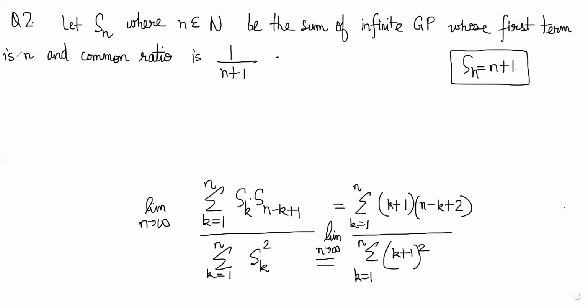So the down part is fine. The top part also is easy. You just have to multiply. The variation is over k. There will be one k square term, and the other terms will be k terms. n can be treated as a constant.